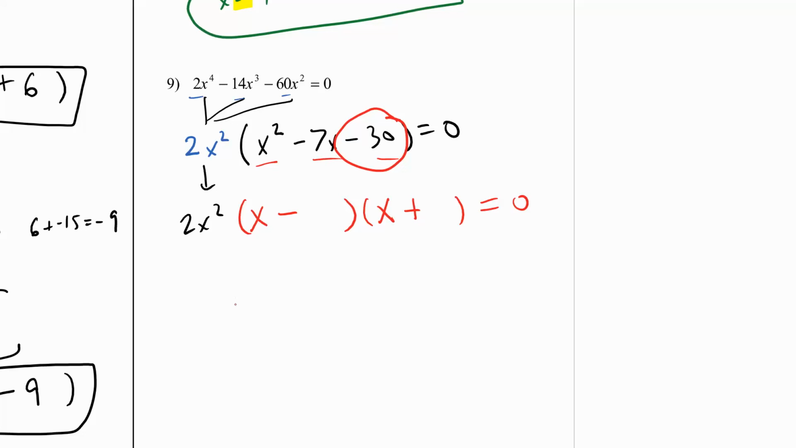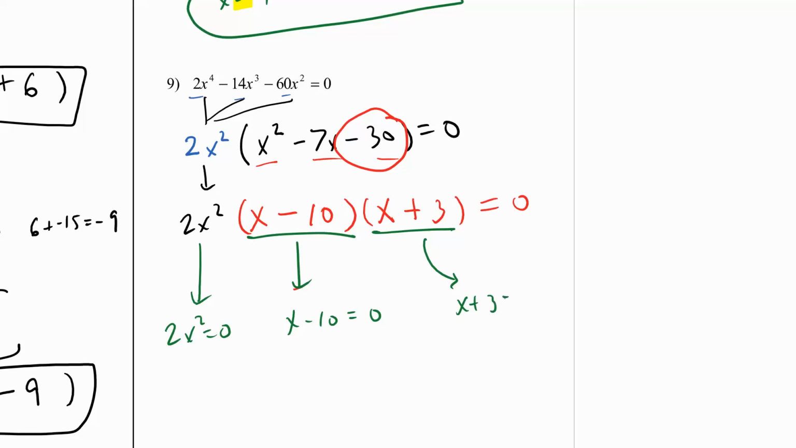So again, you can start listing them: 1 times 30, 2 times 15, 3 times 10 until you get it. So 3 times negative 10 does multiply to be negative 30. And when we add those, we also get negative 7. Okay, so those are our two numbers, so negative 10 and positive 3. Once we're done factoring, we're going to set each of those factors with an x equal to 0. So this one right here, 2x squared equals 0. Next factor, x minus 10 equals 0. x plus 3 equals 0.